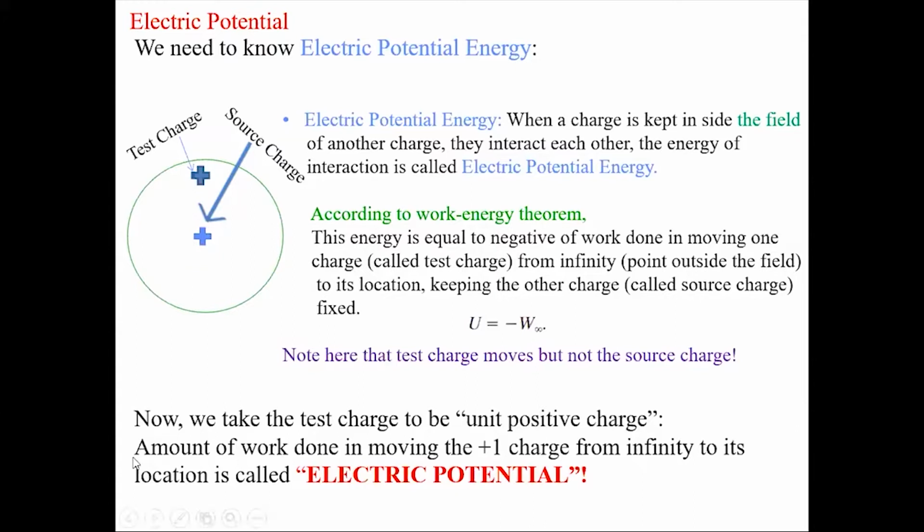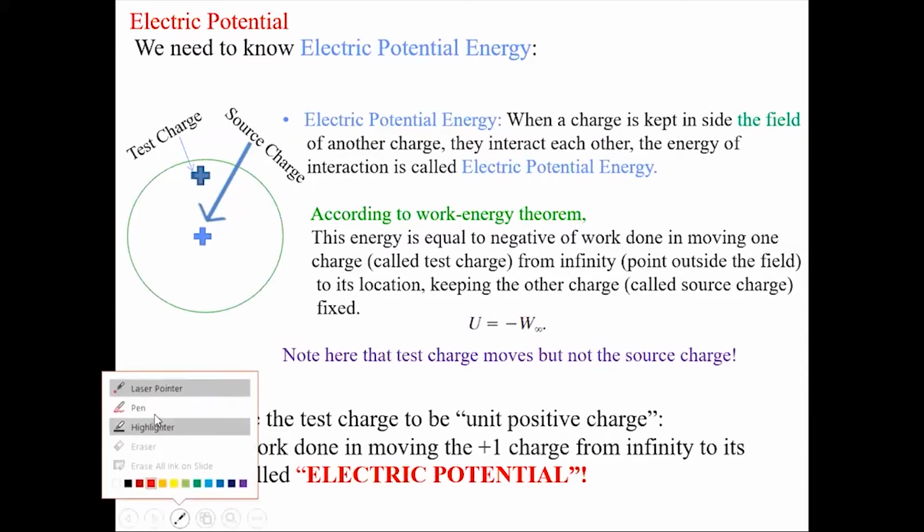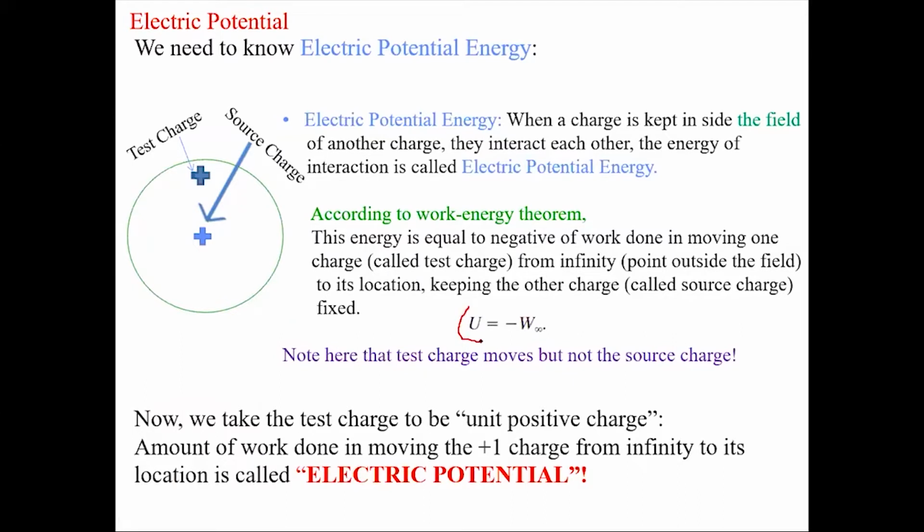Electric potential energy is just U. See this U? U is electric potential energy. And electric potential is called V. V equals U over Q zero. Remember, this test charge is Q zero, and the center charge is Q. When I say Q zero, I'm talking about the test charge, this guy here. Make sense?